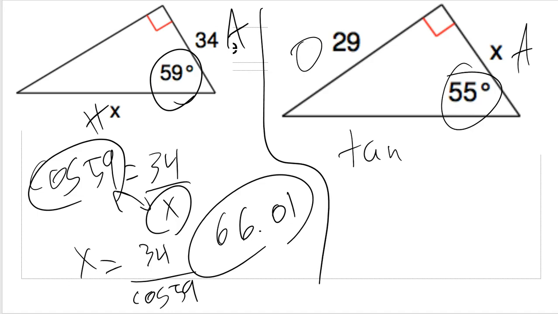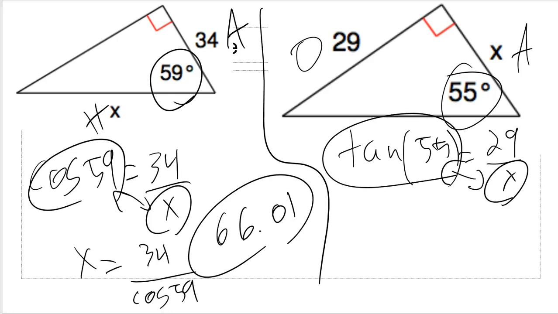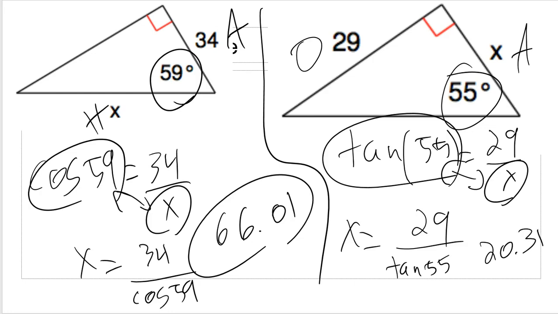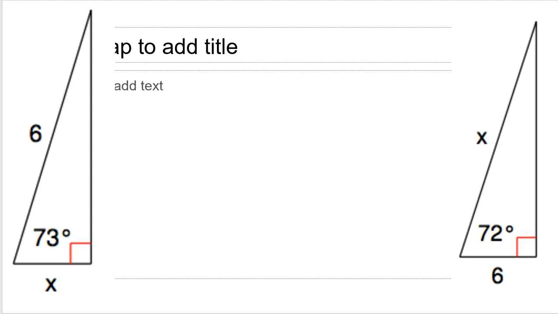Here we have opposite and adjacent, so we use tangent. Tangent of 55 equals 29 over x. Once again, we're switching these two, so x equals 29 over tangent of 55. 55, not 59. So 29 divided by tangent of 55, and we get 20.31. There you go.